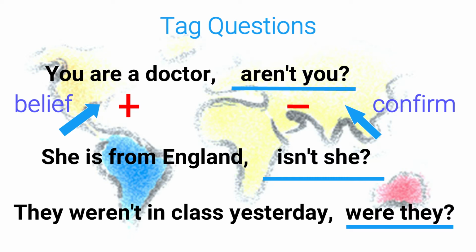Your belief and the confirmation should always be using opposites, positive or negative. If you'll notice, all three of these examples are using the verb to be. Pay attention to who your subject is and the tense that is being used. And remember, your tag to confirm your belief will always use the opposite, whether it's positive or negative.